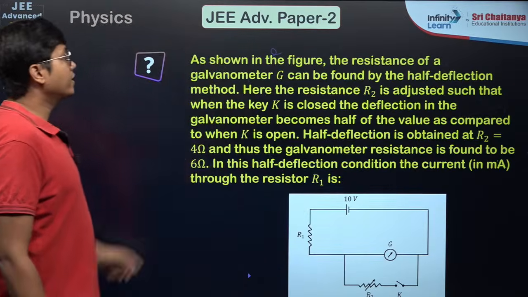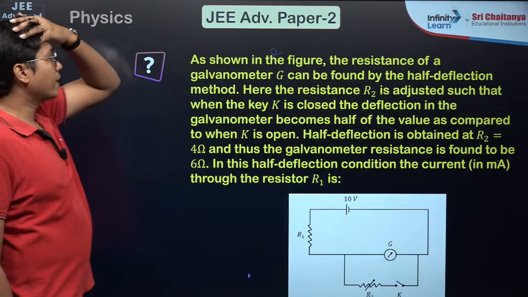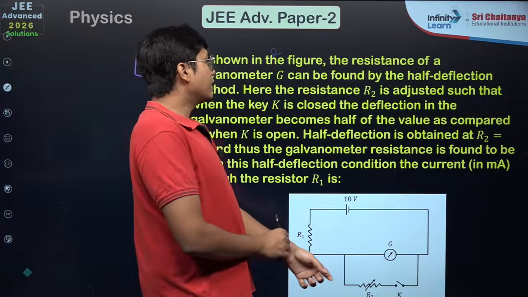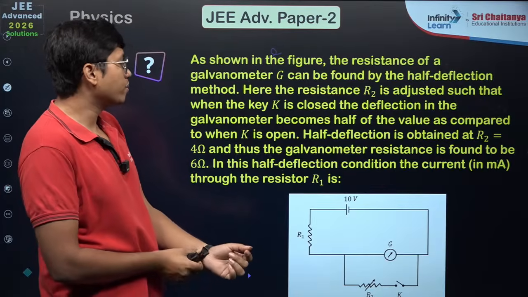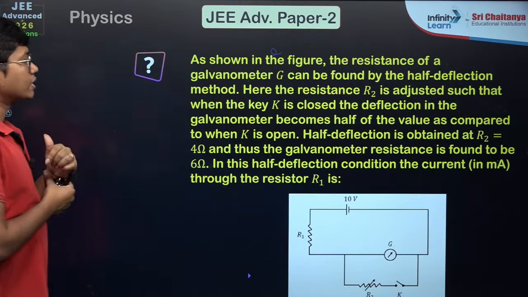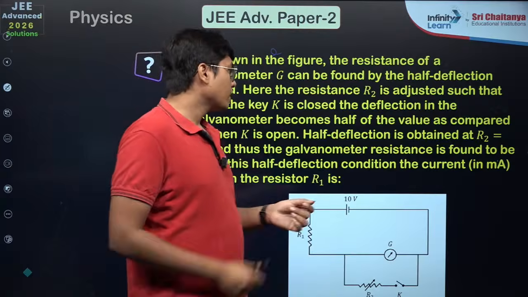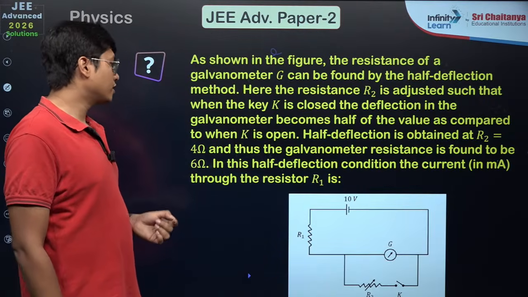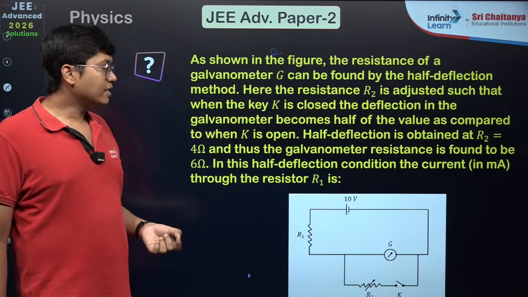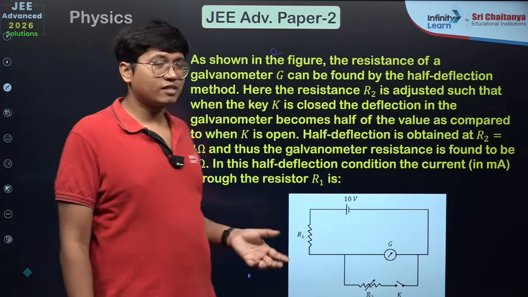Acha, this shows in the figure resistance of a galvanometer can be found by half deflection method. Here the resistance R2 is adjusted such that when the key K is closed, the deflection in the galvanometer becomes half of the value as compared to when key K is open. Half deflection is obtained at R2 is equal to 4 ohm, and thus the galvanometer resistance is found to be 6 ohm. In this half deflection condition, the current through the resistor is how much?